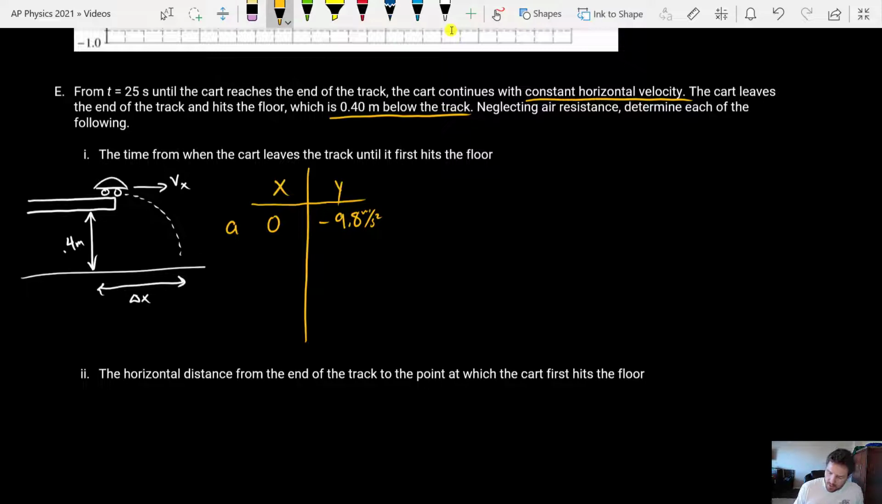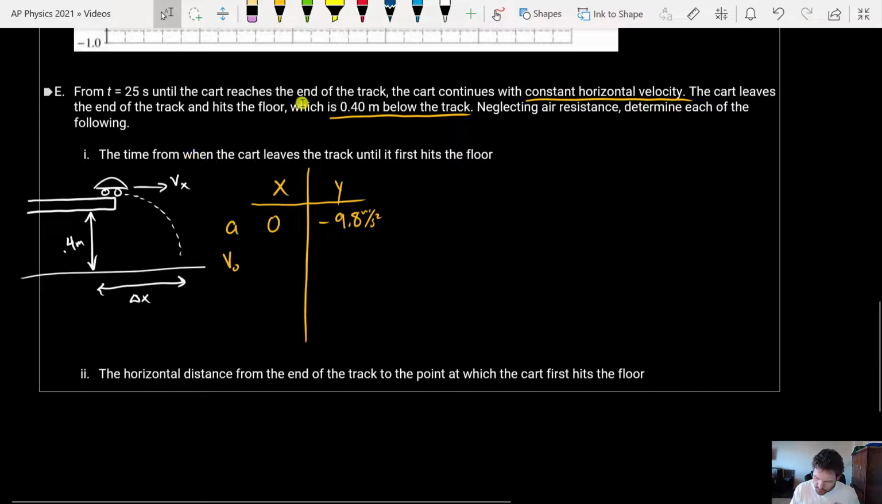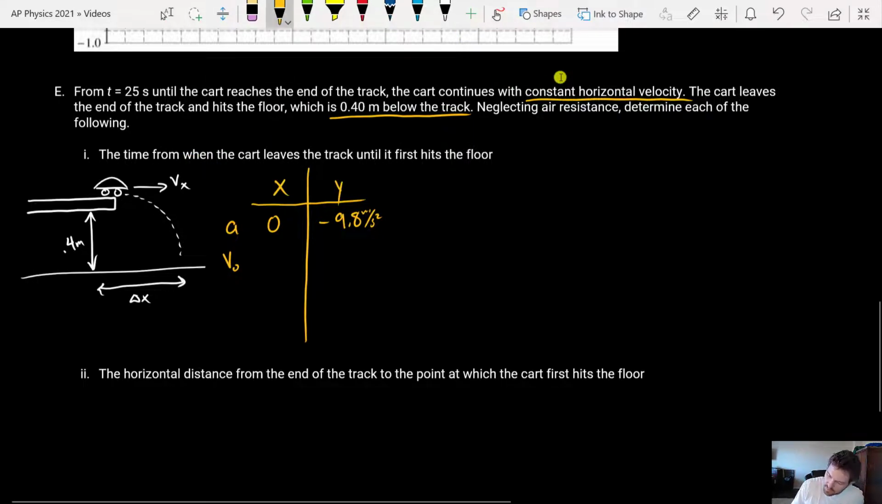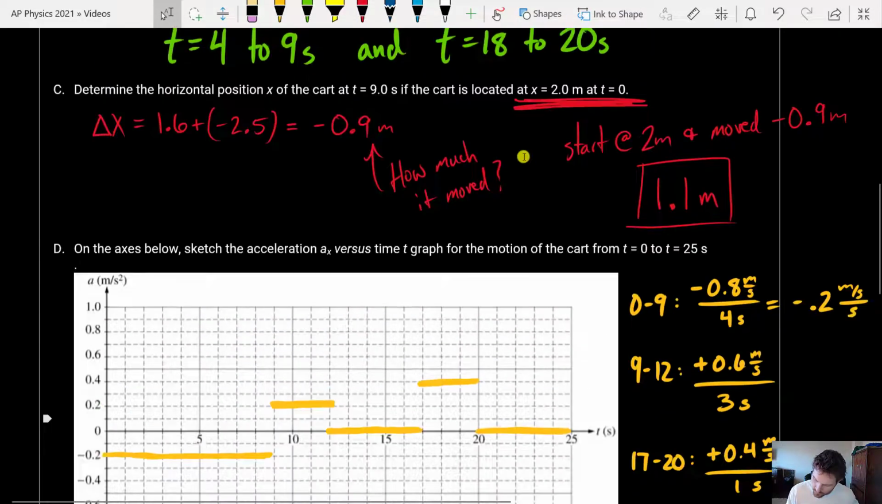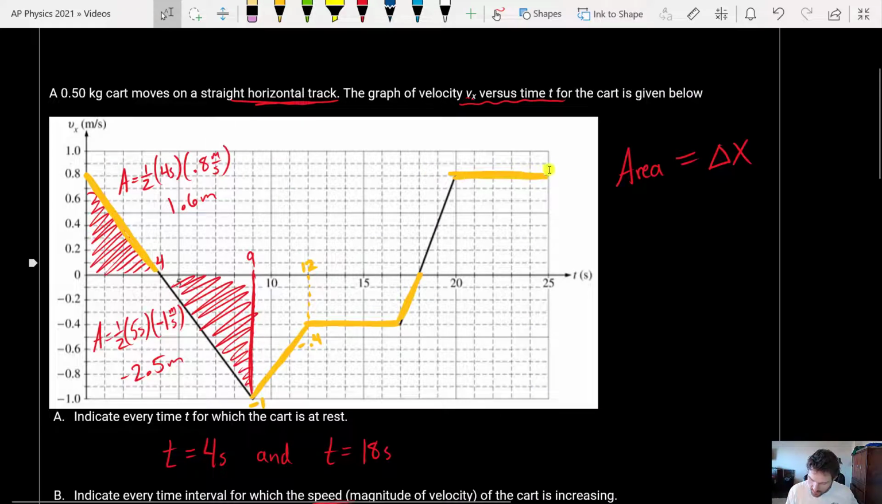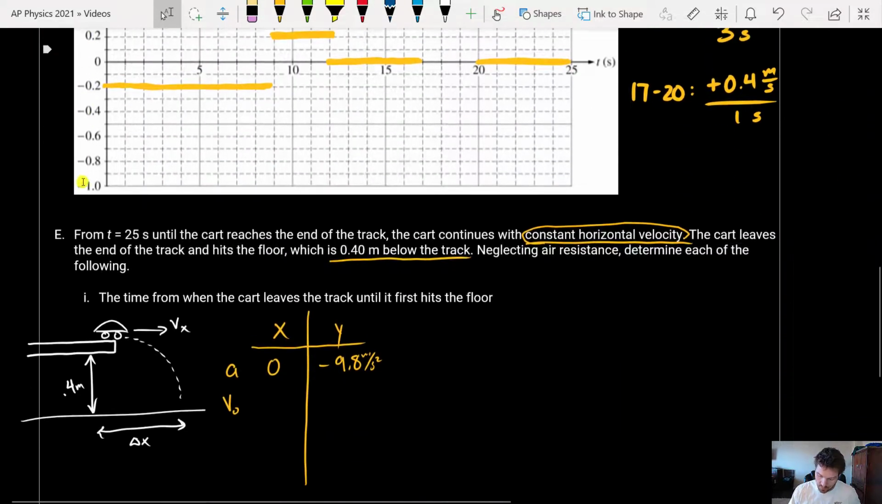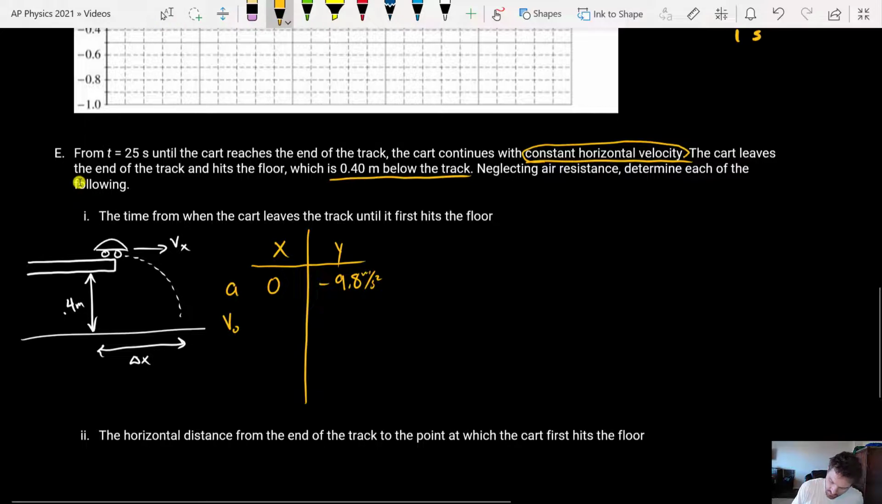All right. I can figure out initial velocity because it says it keeps the same constant horizontal velocity that it had at the end of 25 seconds. So if I go back up here, I can see that at 25 seconds, this cart was going 0.8 meters per second. And that 0.8 stays the same until the cart goes off the table. So this cart goes off the table at 0.8 meters per second. And in the Y direction, if it leaves horizontally, that lets me know the initial Y velocity is 0.